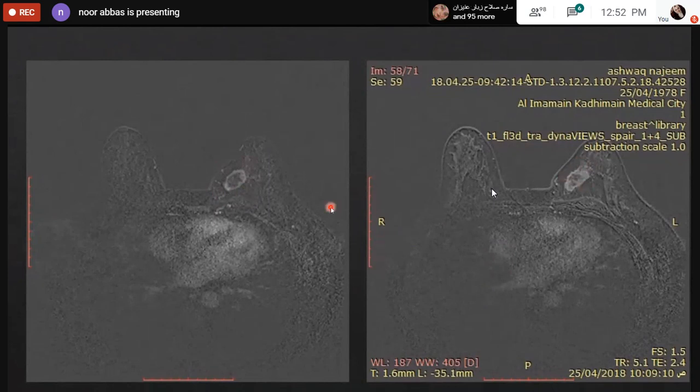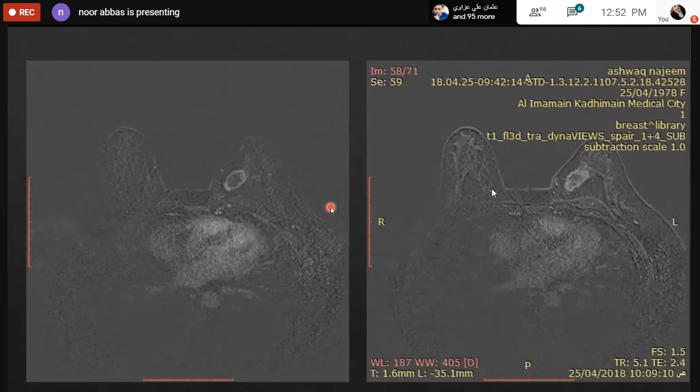I do not want you to know the radiological appearance and the features of benign or malignant on MRI. This is much beyond. But know the MRI role: it is for screening patients with very high risk, especially young, because they have dense breasts, mammography is not so sensitive for dense breast. MRI will be very sensitive in detection of abnormalities.